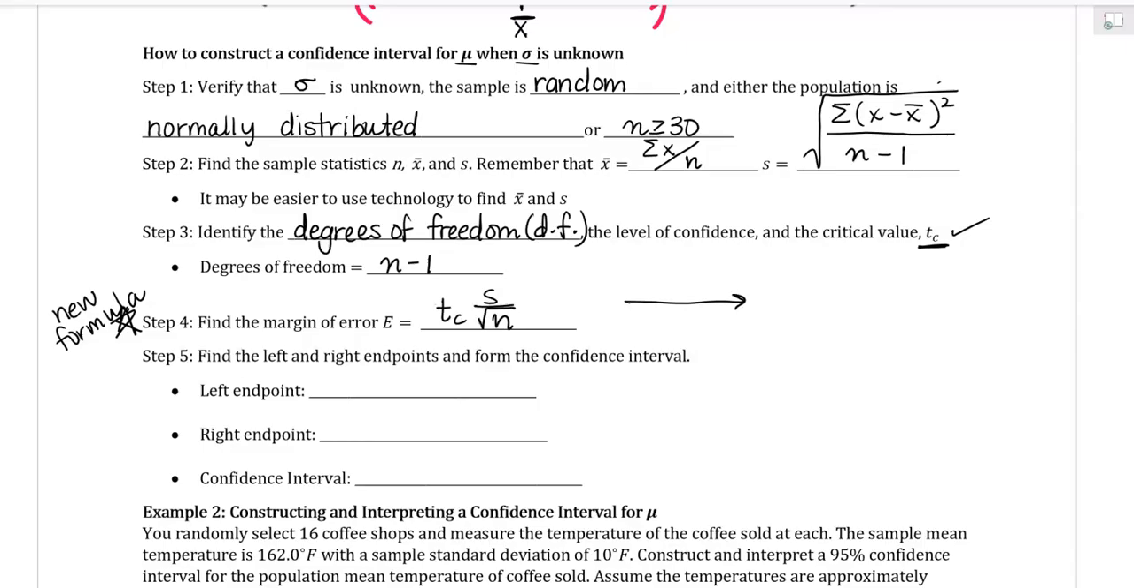So remember, back in the previous lesson, when we did know it, it was this. This was the formula to find the margin of error. Notice that the population standard deviation was now replaced with the sample standard deviation, and then the standard normal score, the z-score, was now replaced with the t-score, something from the t-distribution. So the formulas are very, very similar, but they are in fact different.